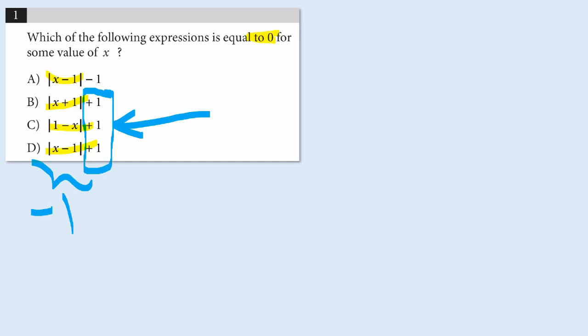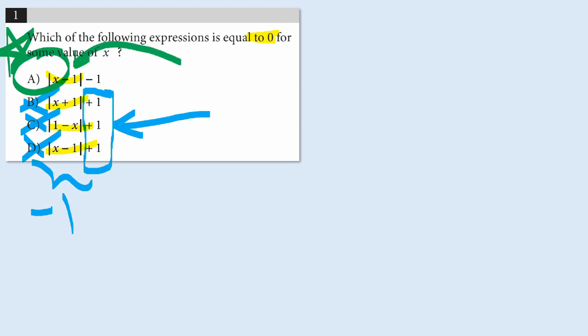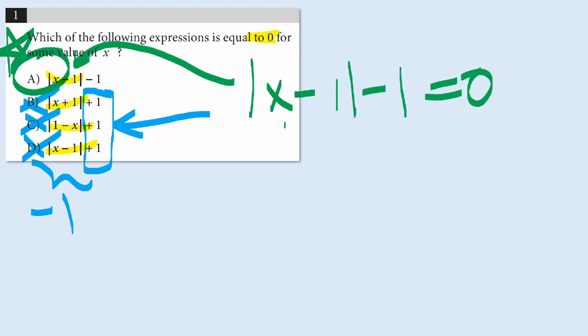Well, the absolute value of an expression can never equal -1, right? Because it's always going to be positive or 0. So we can immediately eliminate those three answers just by the definition of absolute value, and we're then left with just one expression, which in fact turns out to be correct. And of course, you can evaluate or examine the expression and see, okay, the absolute value of something -1 is going to equal 0. That means the absolute value of that thing itself has to equal 1.